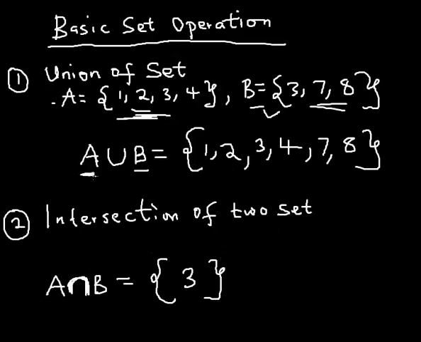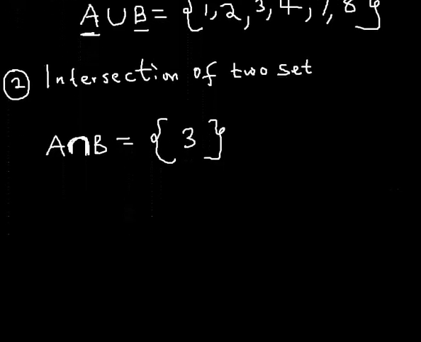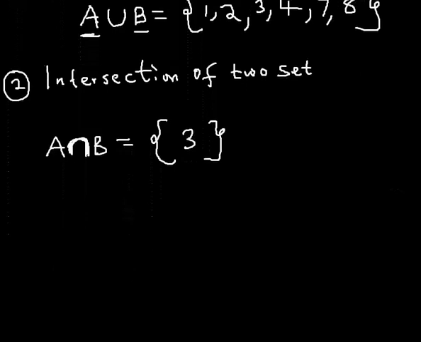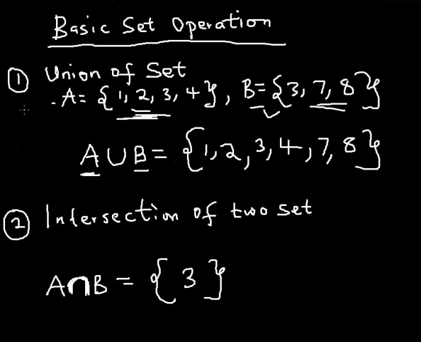Now, both union and intersection may not necessarily be just for two sets. They can go as many sets as possible. So if I'm dealing with intersection, I can do as many intersections as possible. If I'm dealing with union, I can deal with as many unions as possible. It may not necessarily be just two sets, it can be many sets. So I hope that is well understood.